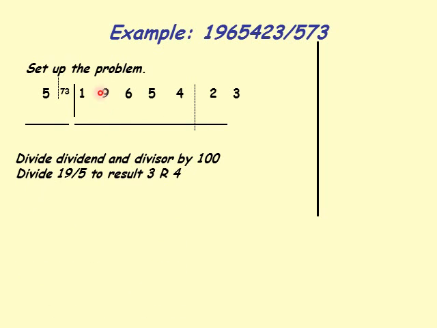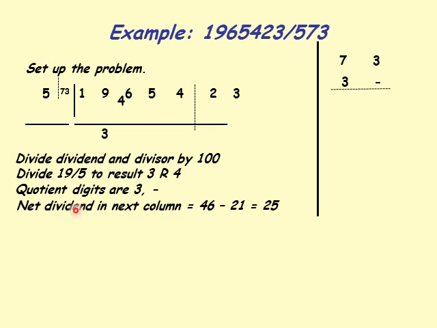Now divide here: 19, we divide by 5, that gives me 3, remainder 4. So 3, remainder 4. Now adjustments, only one digit in the quotient now. So the quotient digits are 3 and nothing else. We're going from left to right. So the adjustment is 7 times 3, which is 21. The net dividend in the next column is 46 minus 7 times 3, which is 21, and 46 minus 21 is 25. Let's continue here.